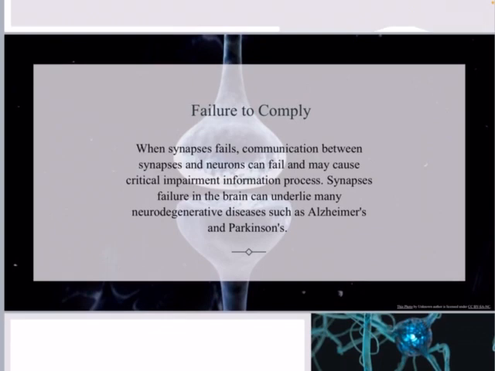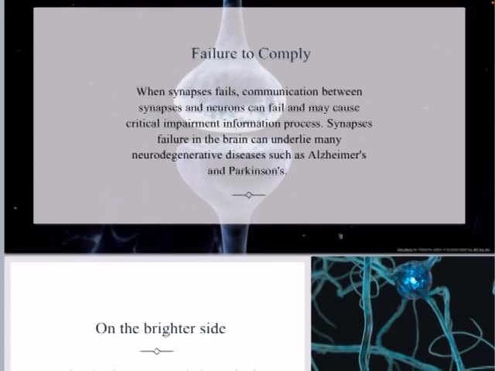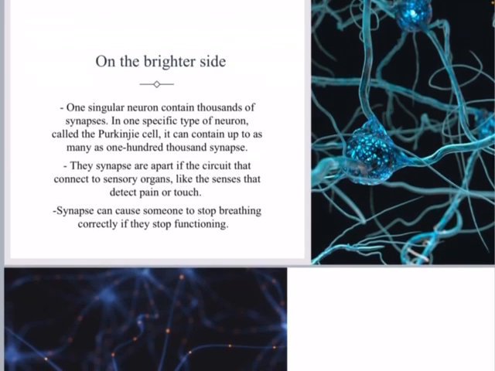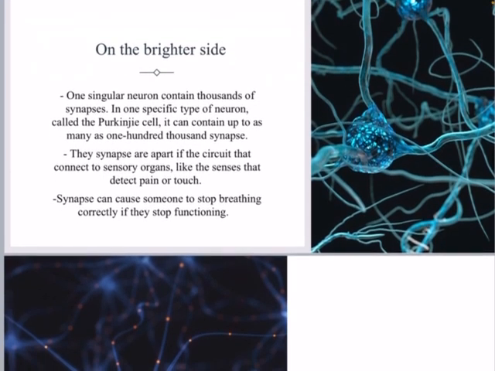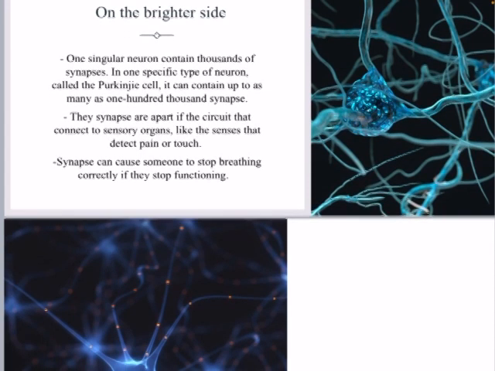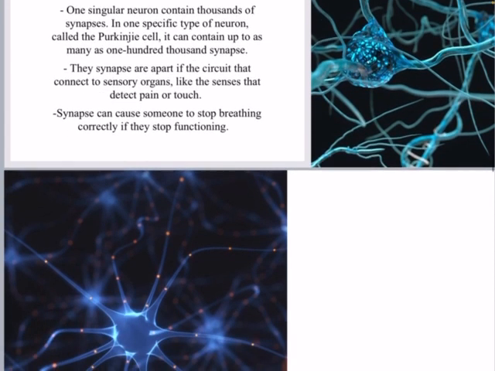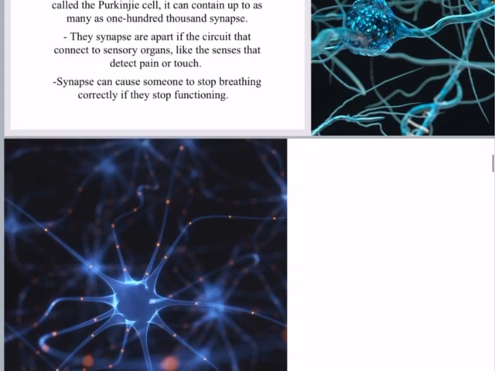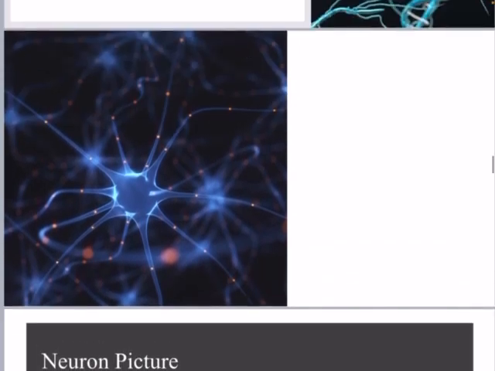Synapse failure in the brain can underlie many neurodegenerative diseases such as Alzheimer's and Parkinson's. One singular neuron contains thousands of synapses. In one specific type of neuron, it can contain as many as 100,000 synapses. The synapses are part of the circuit that connects to sensory organs like the senses that detect pain or touch. Synapses can cause someone to stop breathing correctly if they stop functioning.